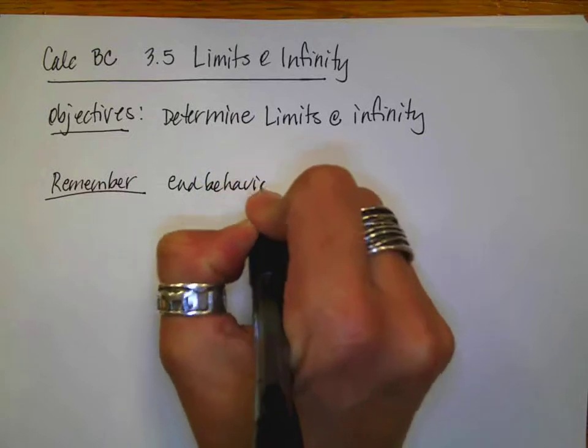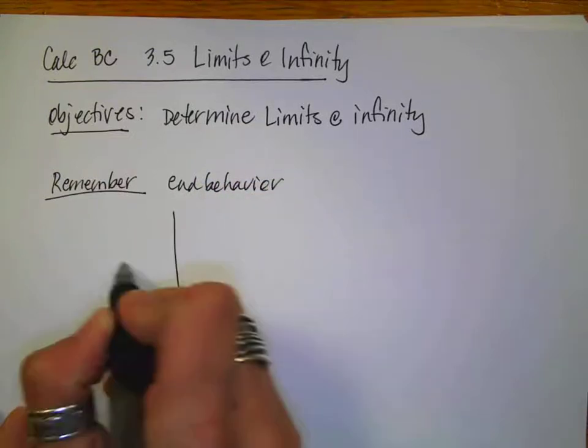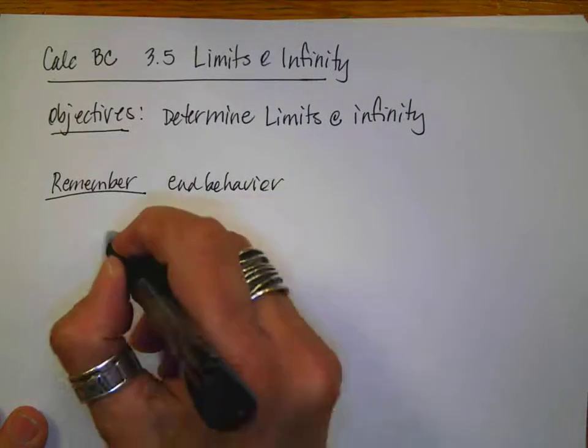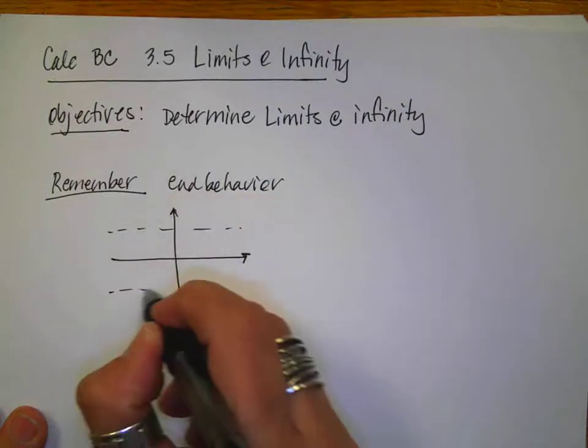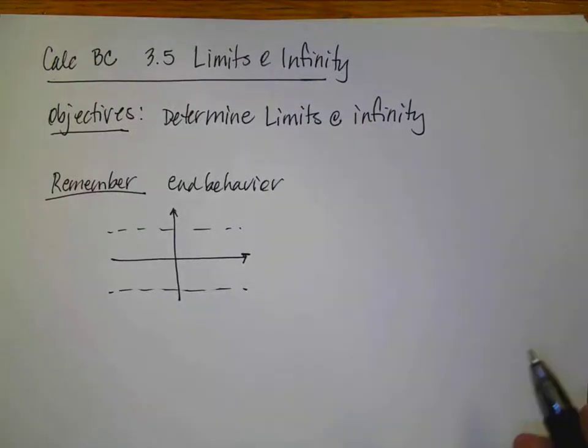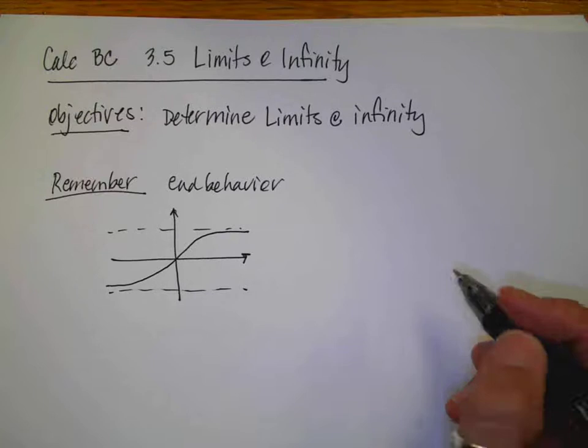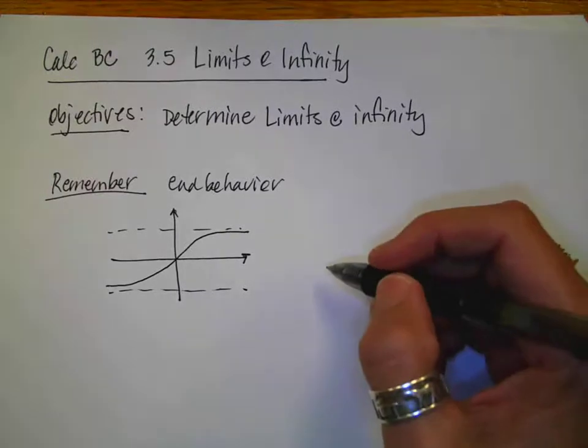So the graph that I chose for us to go back and look at would be the logistic function. If you'll remember, it's a cool function. It has two horizontal asymptotes, and it does something that looks like that. So this would be our logistic function.